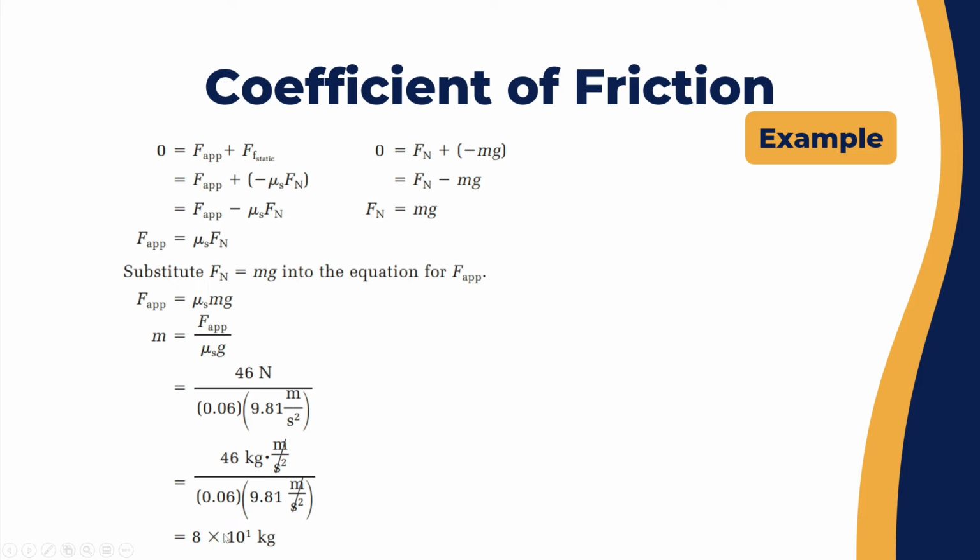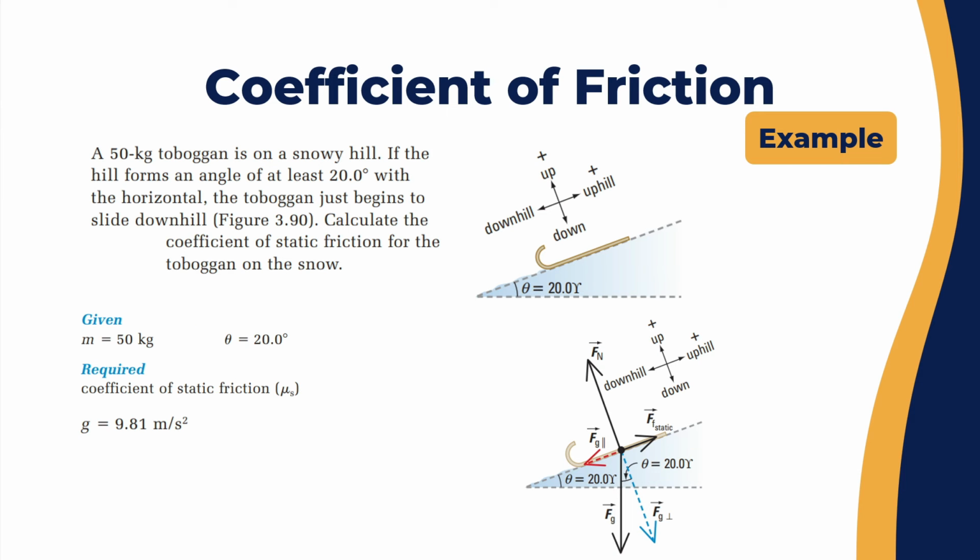Just write 80 kilograms so that it will not confuse an entry-level student. Let's take an example about the static friction on an inclined surface. We have a 50 kilogram toboggan on a snowy hill. If the hill forms an angle of 20 degrees with the horizon, the toboggan just begins to slide downhill. Calculate the coefficient of static friction for the toboggan on the snow.